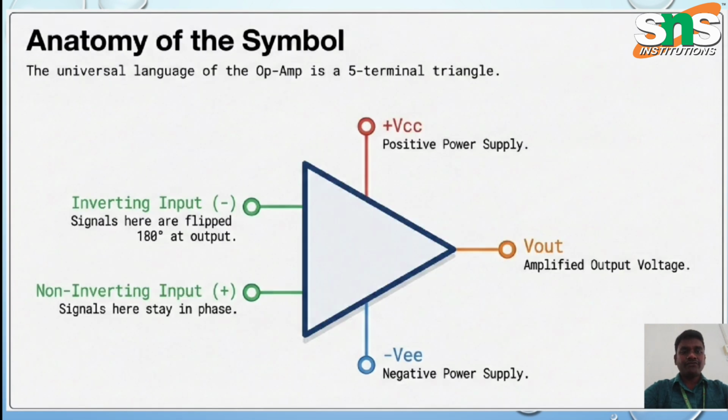The anatomy of the symbol we have already discussed. There are 2 input terminals, the inverting input and the non-inverting input. Then the positive power supply and negative power supply, making 4 terminals, and then 1 output, the amplified output voltage. So the universal symbol for the operational amplifier is a 5 terminal triangle. This is the anatomy of the operational amplifier.